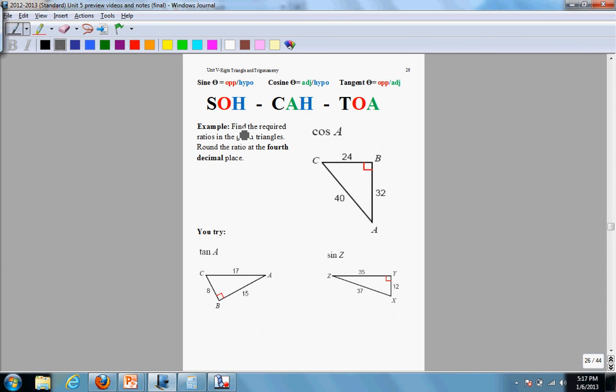So, for example, we're going to find the required ratios in the given triangle, rounded to the 4th decimal place. I'm going to try to find the cosine of A. The way I do that is, cosine is adjacent over hypo. So the first thing I'm going to do is label the opposite, the adjacent, and the hypo. 40 is the hypo. And if I'm using A as my angle reference, that means 24 is my opposite and 32 is my adjacent.